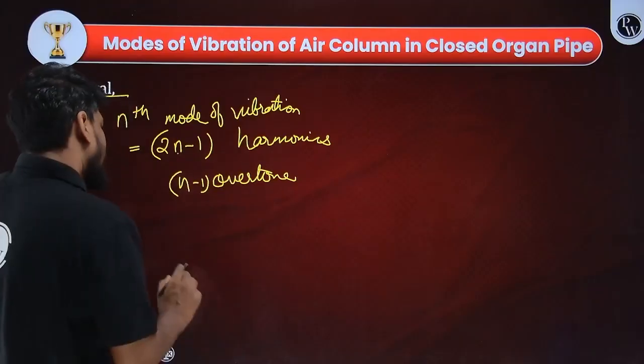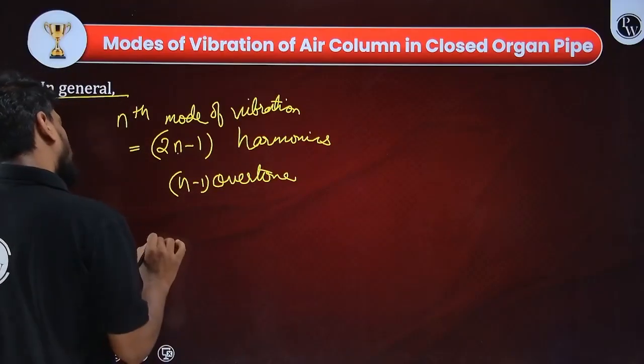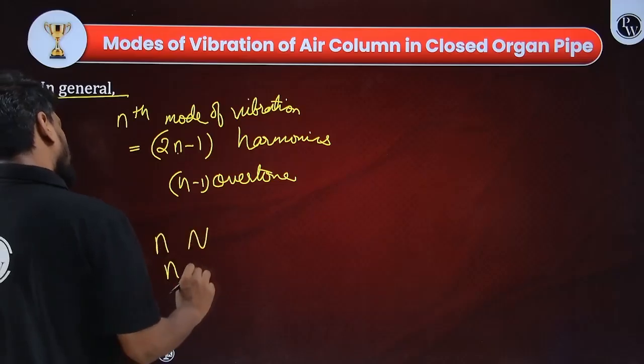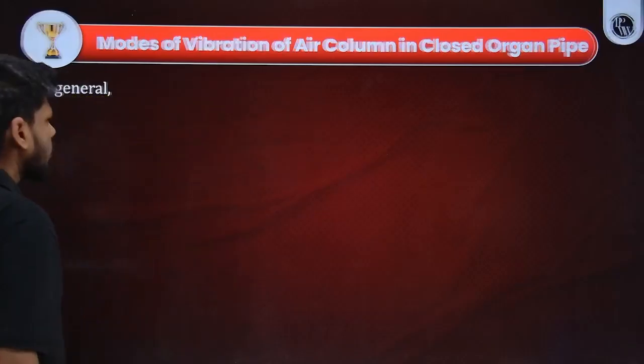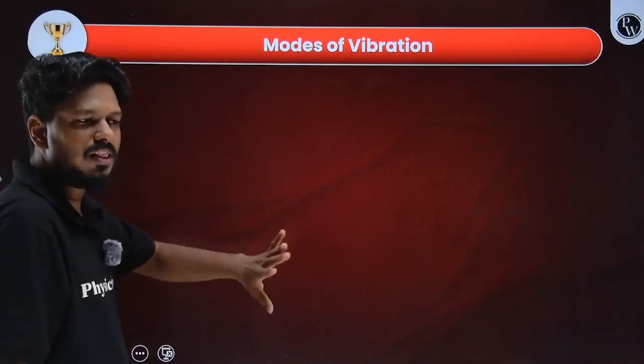How many nodes will it have? Nth mode of vibration will have n nodes and n antinodes. Okay. So let us summarize all the modes of vibration.